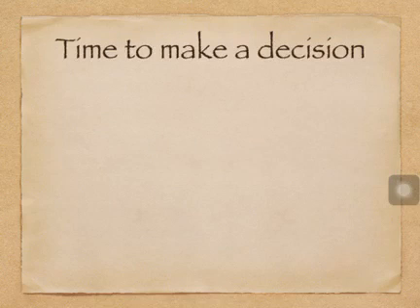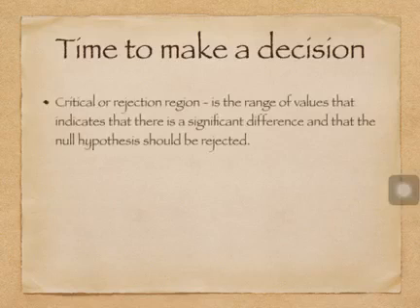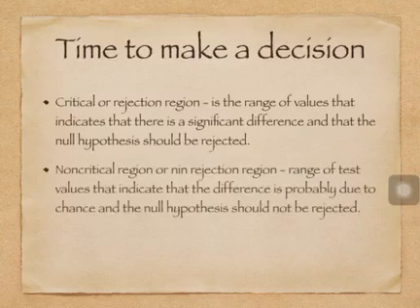Now, after we know the statistical test that we will use, after we have set our alpha level, which is 5% in our case, it's now time to make a decision. In the traditional way, what we do is we take a look at the critical or rejection region. It is the range of values that indicates that there is a significant difference and that the null hypothesis should be rejected. We also have the non-critical or non-rejection region, which is the range of test values that indicate that the difference is probably due to chance and the null hypothesis should not be rejected.